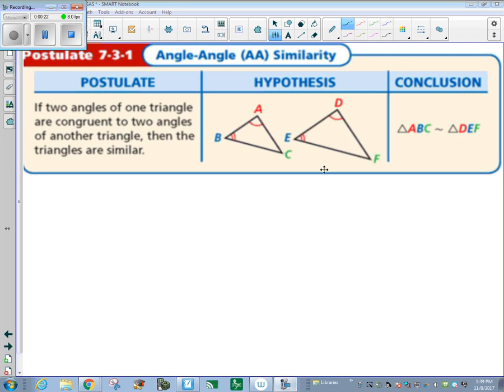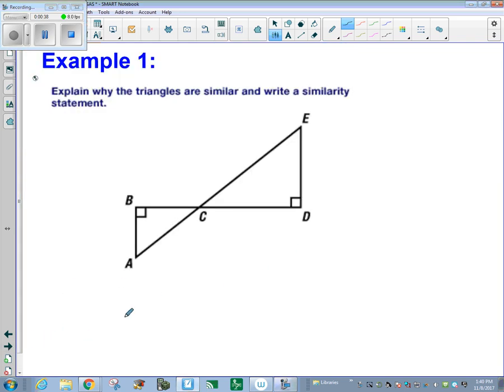then these two triangles are similar to one another, meaning that there is a proportion that the sides will be in ratio to one another, and so we'll end up being able to set up fractions and solve for the sides. So please pause the video right now and write down the information from here so that you have it in your notes. Our first example that we're going to talk about today is we are going to explain why these triangles are similar to one another, and then we'll write a similarity statement.